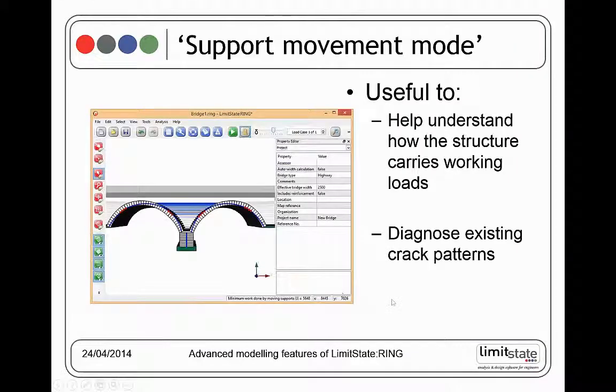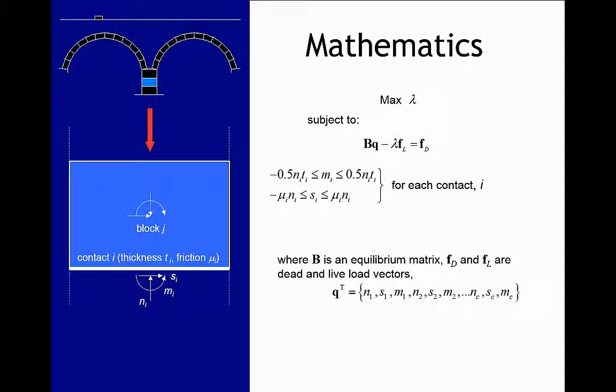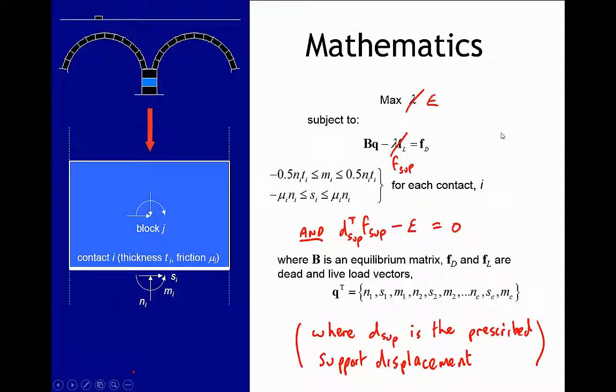So that's one usage mode. I just went straight in there and did the analysis. You might ask, how does the software actually do the sums in this case? Well, if we start with the standard mode where we're maximizing a load factor, so this equilibrium, then just highlight the changes.